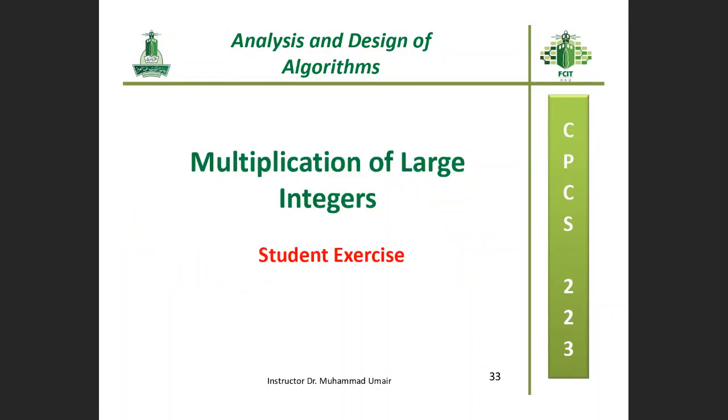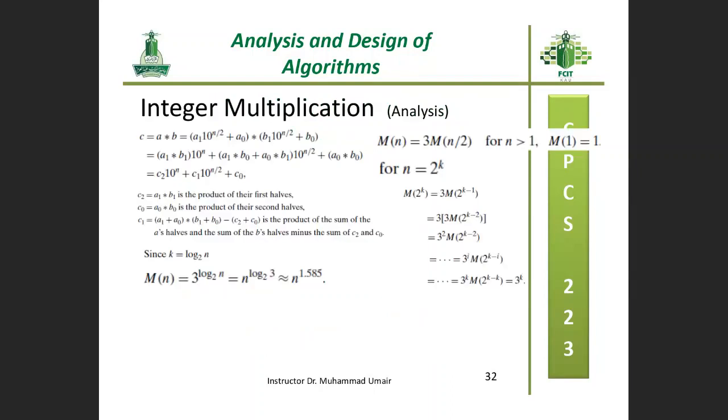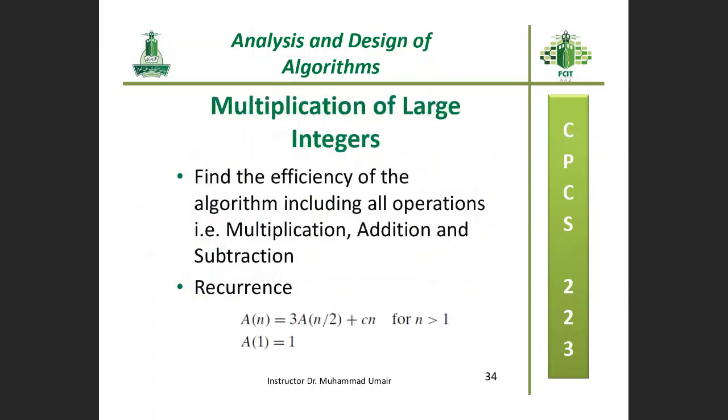So this is an exercise for you: you have to rewrite the recurrence for the same process in which you calculate the number of additions and subtractions. Okay, the recurrence is given and you have to solve only that recurrence. Is that clear? So find the efficiency of the algorithm including all operations: multiplication, addition and subtraction. The recurrence is given and you only have to solve this recurrence.